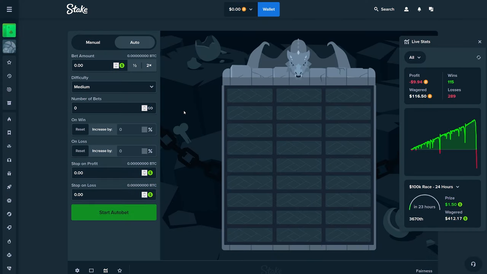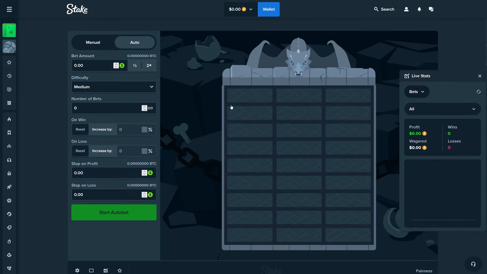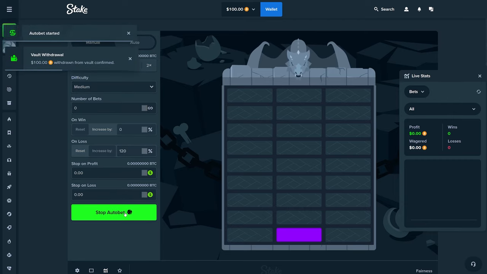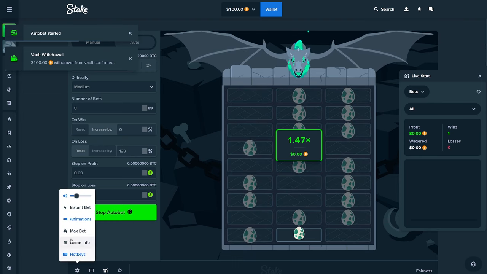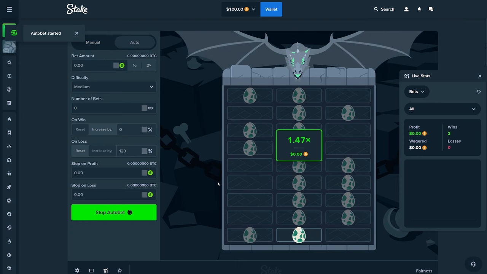For the $100 strategy, we're coming over to Dragon Tower. We're gonna reset the graph here real quick. We keep it on medium difficulty and we're just gonna select the first tile right here. And he said to increase 120% on every loss. So let's just go for it. And hopefully this one is not gonna rip as well. I mean, that was kind of a sad start.